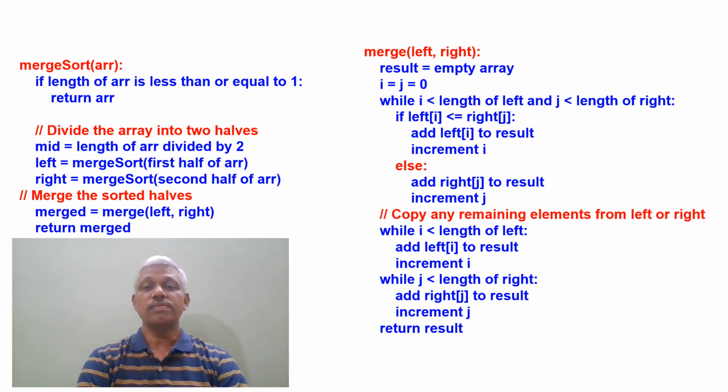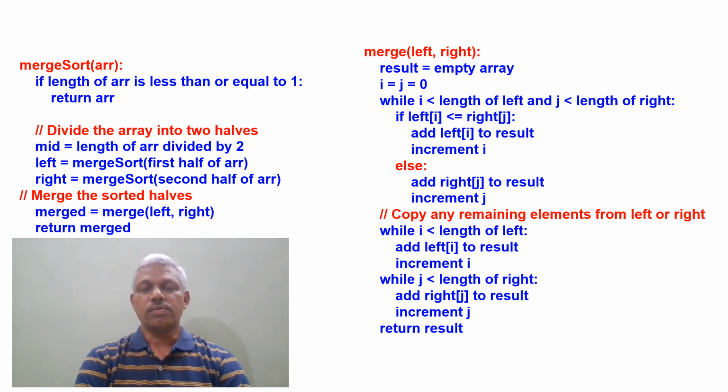Otherwise, if left is less than or equal to right, then we are comparing here. The other case is left is greater than right. So in the else case, if left is greater than right, then simply copy right of j into the result and increment j. So either we copy the element from the left subarray or we copy the element from the right subarray. If both are equal, obviously we'll copy from the left. That's how the process goes on.